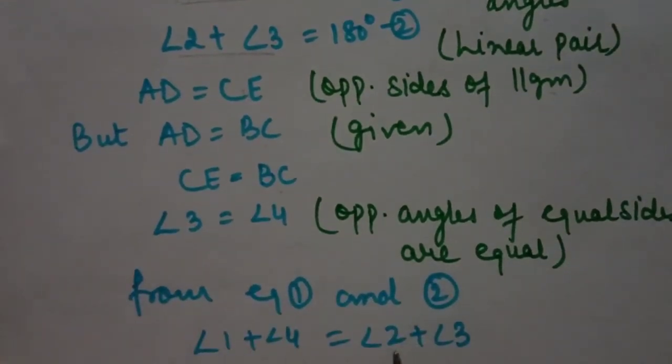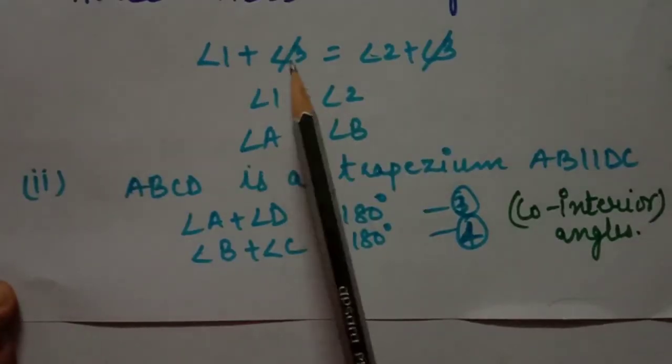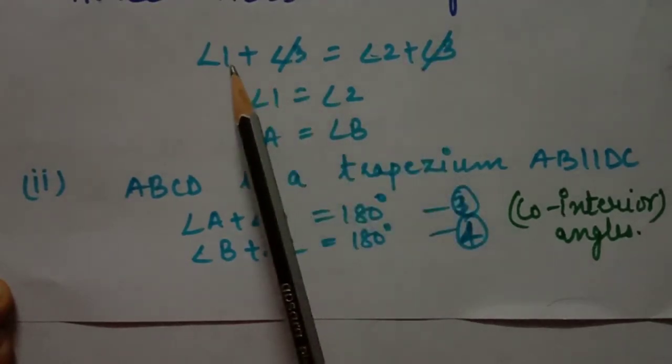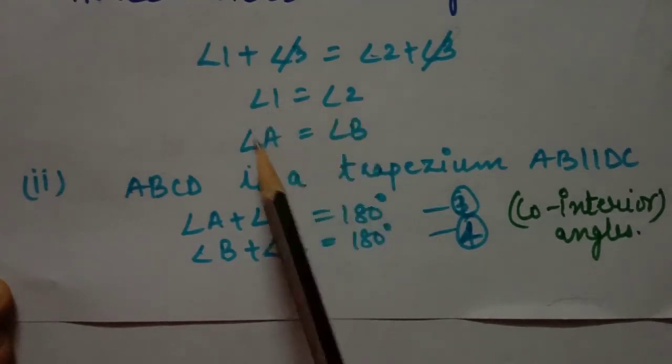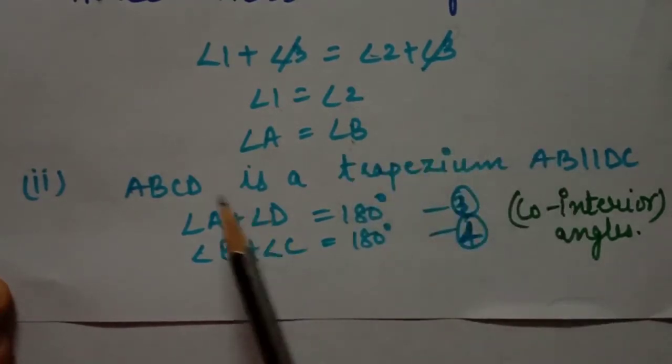Angle 1 plus angle 4 is equal to angle 2 plus angle 3. We know that 3 and 4 are equal to each other, so we can replace any one and make them the same. So students, we replace angle 4 with angle 3. Angle 3 is cancelled with angle 3. Angle 1 and angle 2 are equal to each other. Angle 1 is representing angle A, angle 2 is representing angle B. So the first part is proved now. Angle A and B are equal to each other.